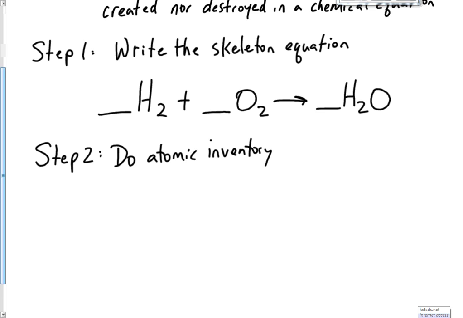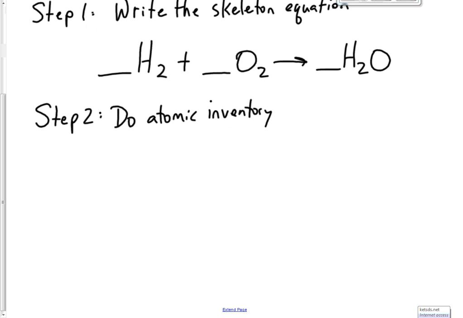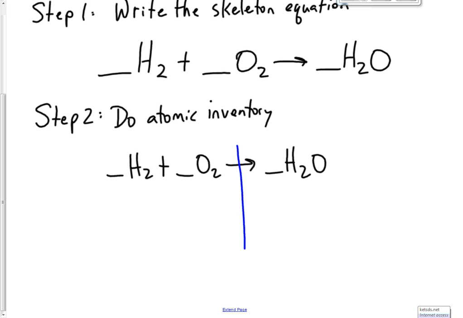All right, so when I do atomic inventory, I have my equation here. What I like to do is just draw a line vertically right down the arrow. So I separate everything left and right, reactants and products. Okay, and then I write down everything we have. We have hydrogen and we have oxygen.